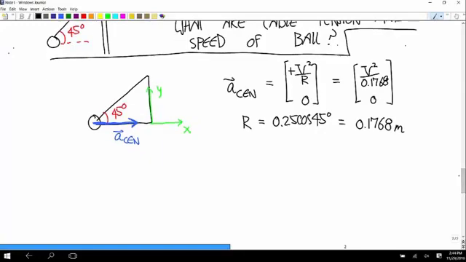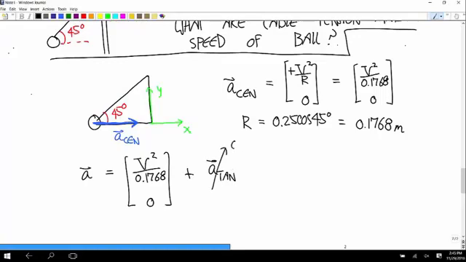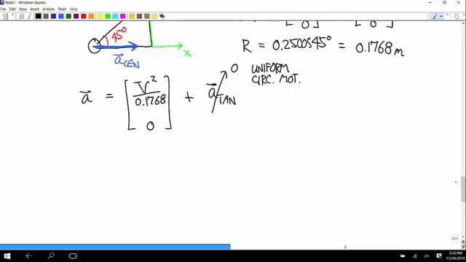What about the tangential acceleration? It's 0 in every one of these kinds of problems. So the total acceleration is v squared over 0.1768, 0 for y, plus the tangential, which is 0, because it's uniform circular motion. What's the next step? Yep. So free body diagram of the ball.